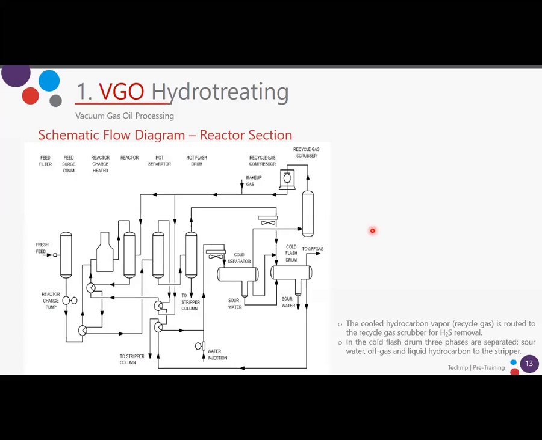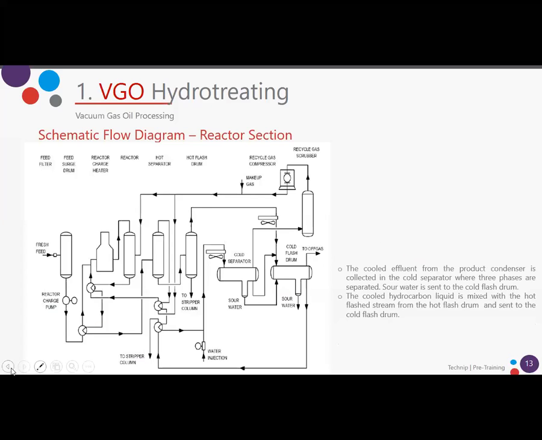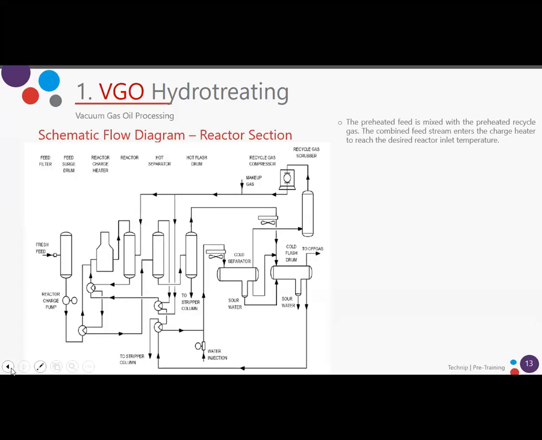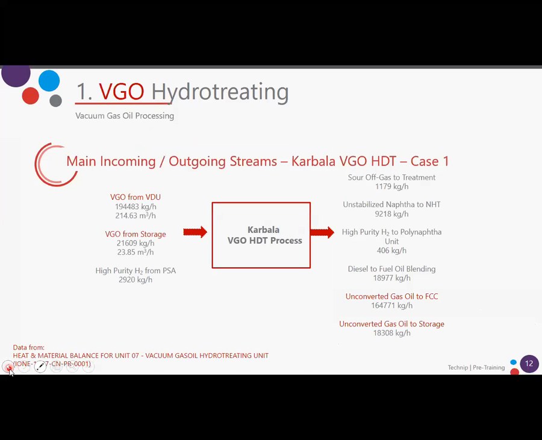My second question is about the unit in general. We all know that it is a hydrogen consuming unit, and we've seen that in the formulas and the reaction equations. But on slide 12 we can notice that one of the products is high purity H2 to the polynaphtha unit. How can that be possible?